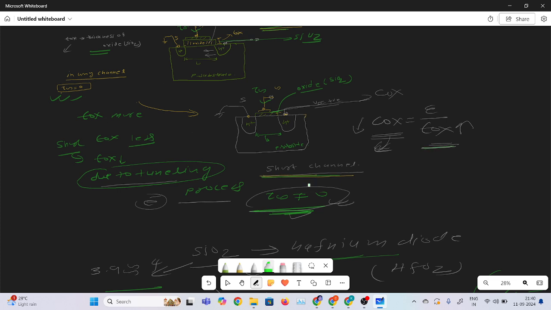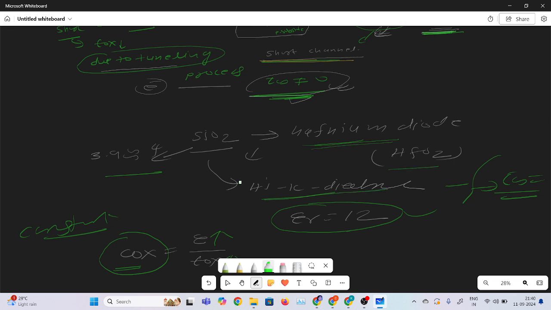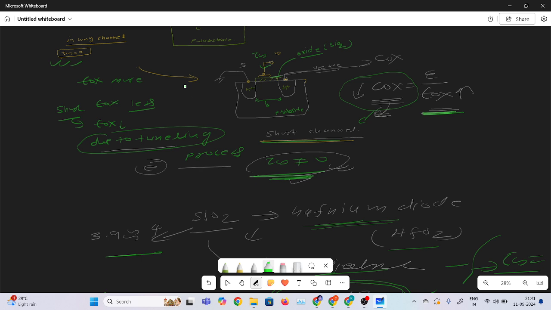Someone asked: if we increase the oxide thickness in the short channel, then effectively the oxide capacitance will decrease. That thing I don't want. Oxide capacitance should be constant. So instead of the silicon dioxide we use the high-K dielectric, that is hafnium dioxide, whose relative permittivity is approximately 12, compared to silicon dioxide, approximately 4. So the permittivity increases about 3 times, and the thickness also increases 3 times. So there is no effect on the oxide capacitance. And if the oxide thickness increases, then the gate current will be zero.